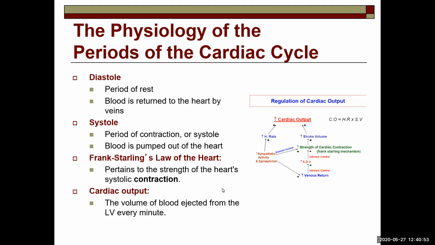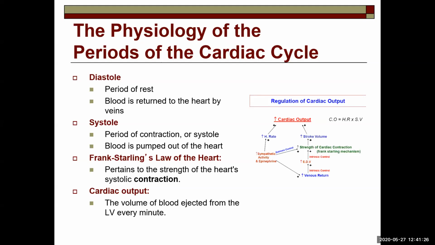You need to understand what is the Frank-Starling law of the heart, and that pertains to the strength of the muscles of the heart, how they contract, and this strength could also be energized through different drugs like digoxin, when we talked about that. So you need to remember that this is basically the Frank-Starling law of the heart.